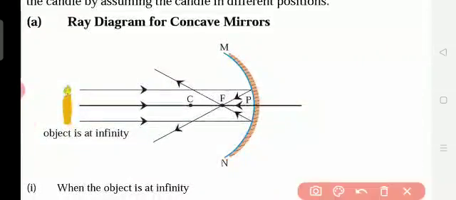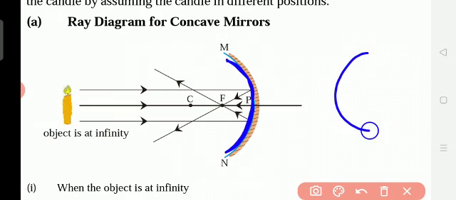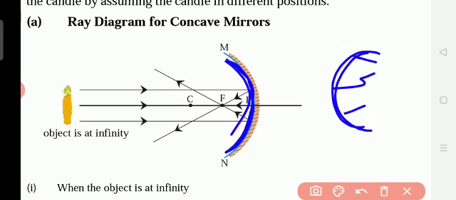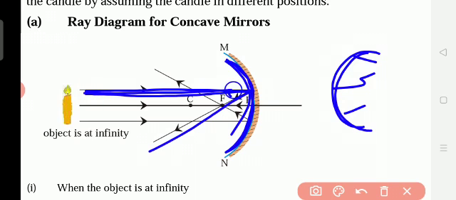Okay, now you see here, concave means what? Inside curve. Convex means outside curve. So the mirror is like this, bulging outside, and this is inside. So in concave and convex mirrors, what is taking place? Reflection is taking place. Reflection means the rays are straight. The angle of incidence is equal to the angle of reflection, so it is straight.